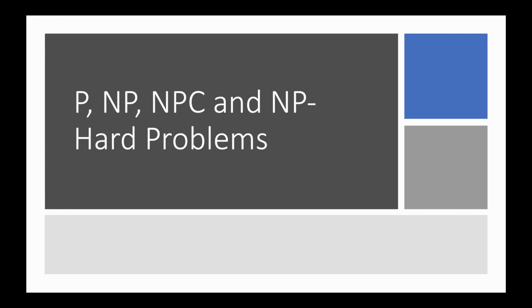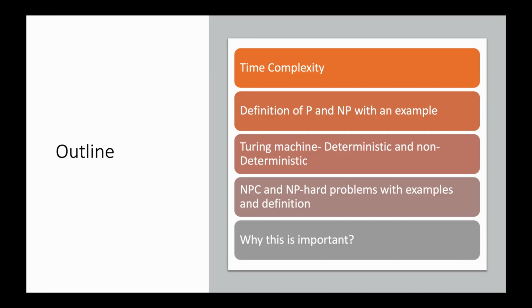Let's dive into it. So this is the outline of the video. First, we will understand the time complexity. Then we will look at the definition of P and NP with examples. To understand NP, we will need Turing machines, so we will understand that from a higher level. We will look at NPC and NP hard problems with examples, and finally, we will see why all this is so important.